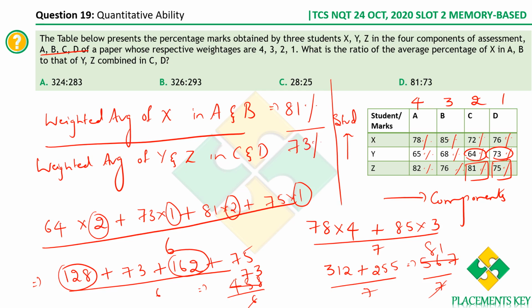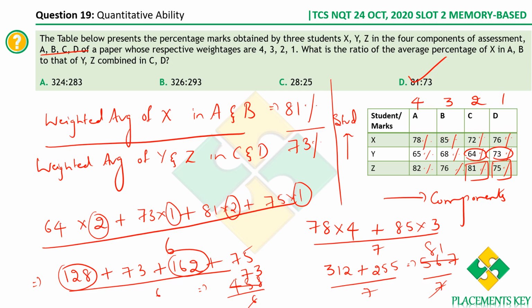Okay, so what is the ratio now? It is 81% is to 73%. That is 81 is to 73. See, if you're not comfortable calculating it manually, or if you feel you are taking more time, you can always use the on-screen calculator, because TCS NQT provides an on-screen calculator. Yeah, I would rather prefer going ahead with the manual calculation because it's not so difficult. I hope the concept is clear, what weighted average is.